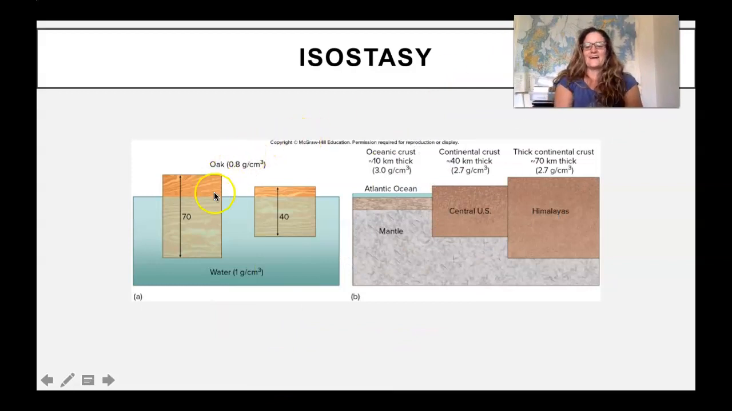Here's a look at what I was talking about. If you take a piece of wood and you float it in water, the water is going to be displaced by that wood and it's going to float up above the water. That is similar to what happens with the continents, floating above the mantle. They have that huge root below them, like the Himalayas, which have this big thick section that goes down into the mantle.